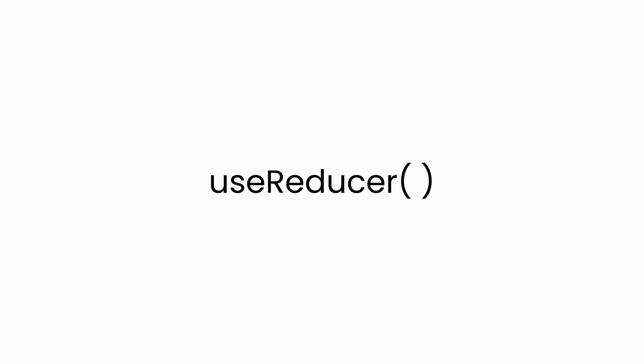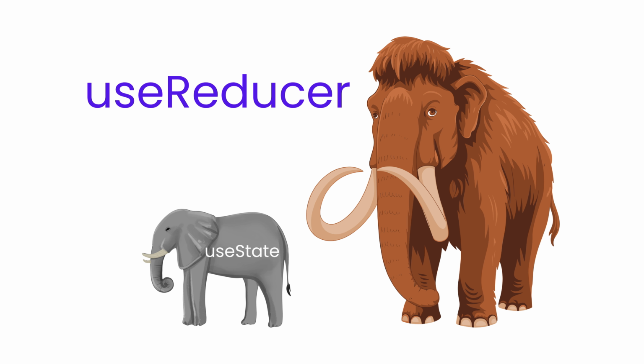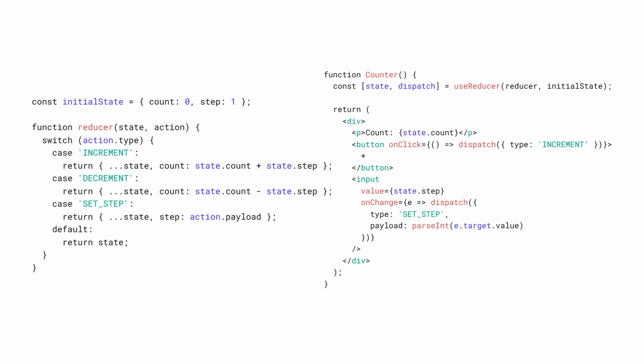But there's even more with useReducer, which is like useState's more powerful cousin. When you have complex state logic or multiple related state variables, useReducer shines. The implementation is surprisingly elegant. Instead of multiple useState calls and complex state update logic, we centralize everything in a reducer function. This pattern scales beautifully for complex state machines.